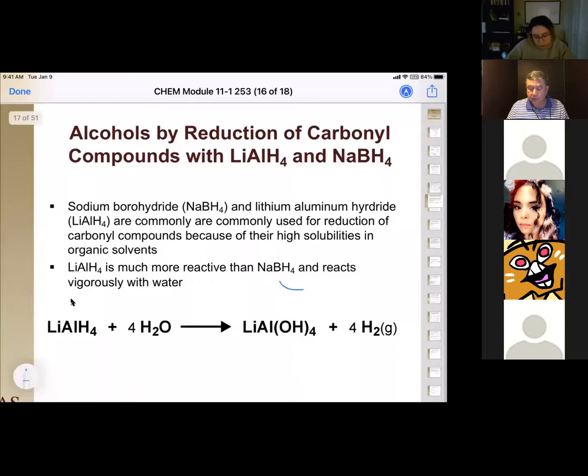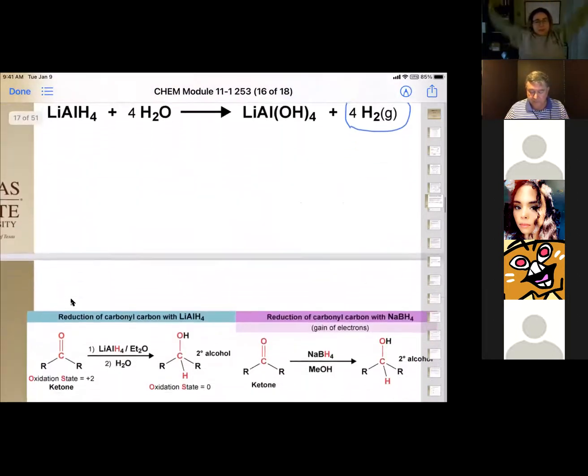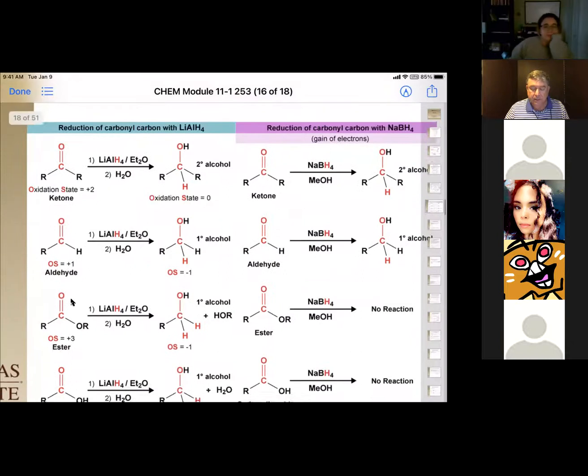The sodium borohydride is actually usually run in an alcohol, sometimes water, so it's less reactive toward that and does not readily react with water. So notice that the major product given off here is 4 equivalents of hydrogen gas. So that's important that we try not to do that. Okay. So let's talk about what's happening here.